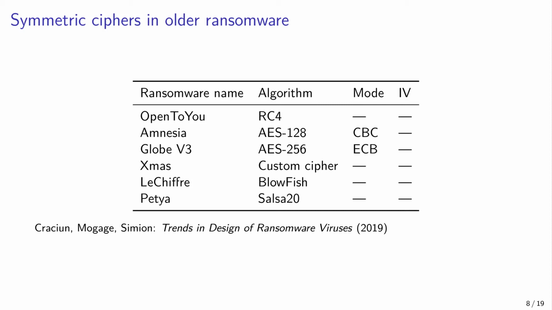Just by looking at the table, you can already see a few insecure ciphers, such as RC4 in the Open2U ransomware and a custom cipher in XMass ransomware. Other ciphers used, such as AES, Blowfish, and Salsa20, are secure. However, ransomware GlobeV3, although using AES 256, used insecure electronic codebook mode.